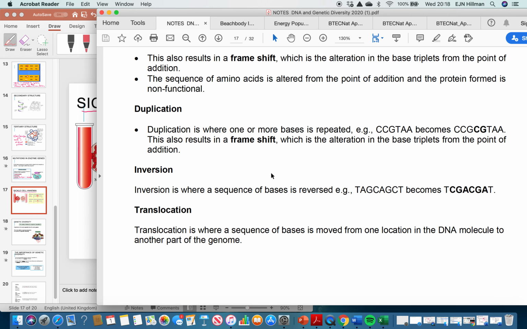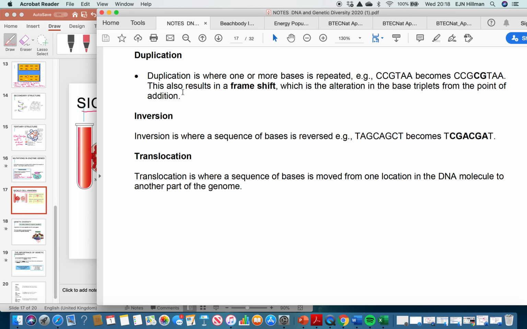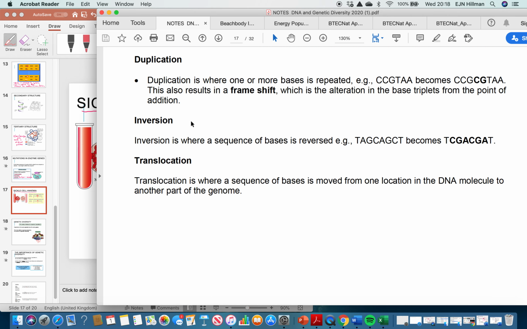A couple of other types. So duplication is where one or more of the bases gets repeated. So we can see that here. We can see that cytosine guanine is repeated. Okay, this also causes a frame shift, and again, all of the triplets from that point of addition are changed.